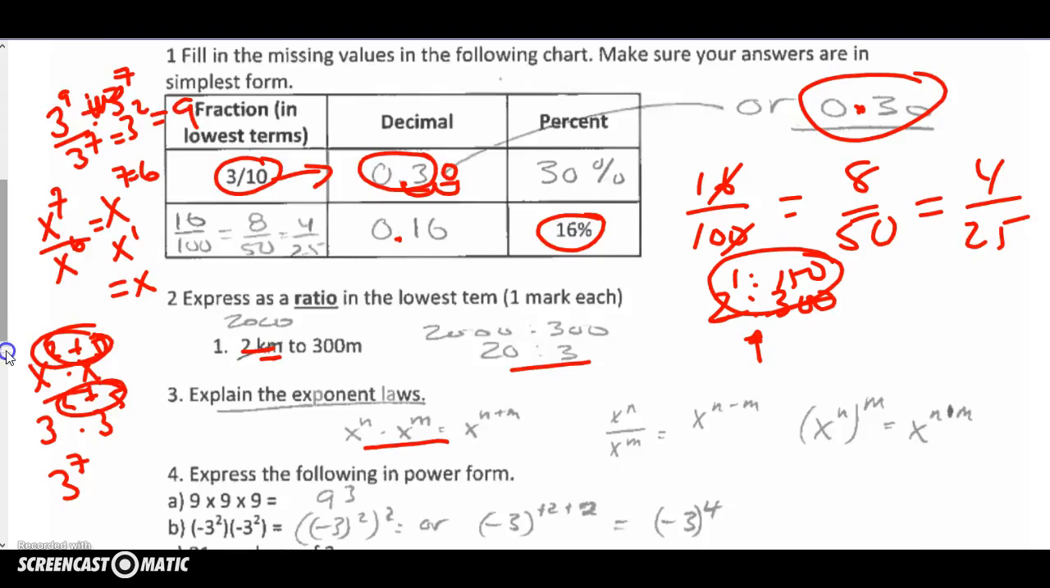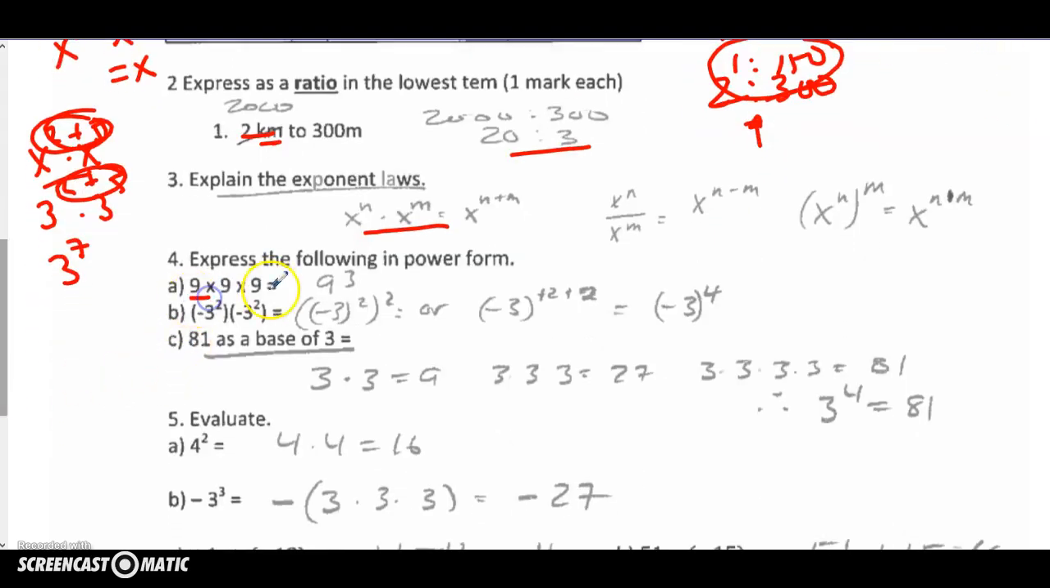Okay, here, single powers. There's your base. How many times do you see it? 3 times. So 9 to the 3. Here you have minus 3 squared times minus 3 squared. Okay, your base is minus 3. Two ways to do it.